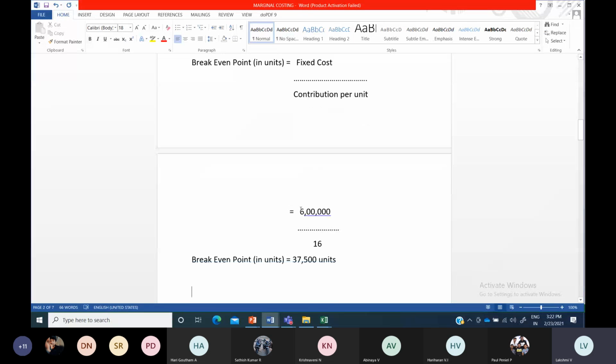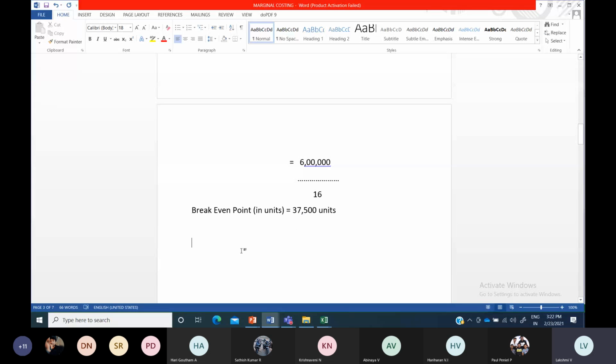So what is that formula? The same answer only you will be getting. So any one formula you can keep in your mind. Both will give you the same answer only. But anyhow, let me tell you the other formula.